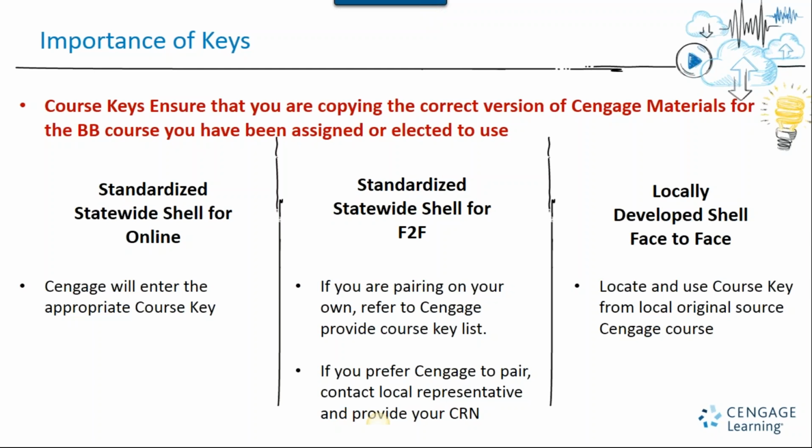If you are using the standardized statewide shell in your face-to-face, we're going to provide you after this training with a list, and it's going to list all of those course keys if you plan on pairing it yourself, or again, if you request for Cengage to pair it, we can do that for you. We'll just need your CRN number, and then I'm going to show you how you can locate the course keys if you're using a locally developed course.